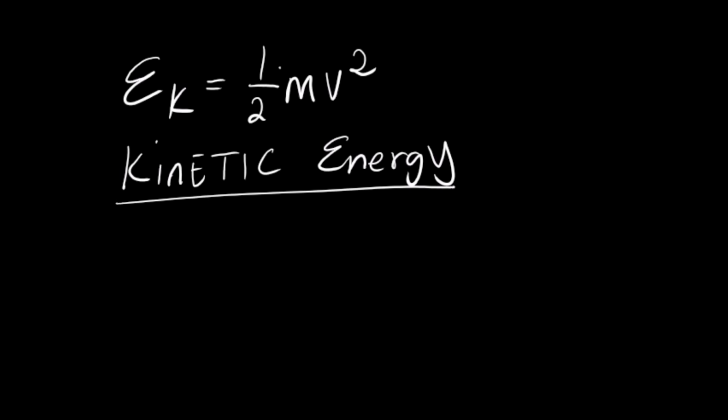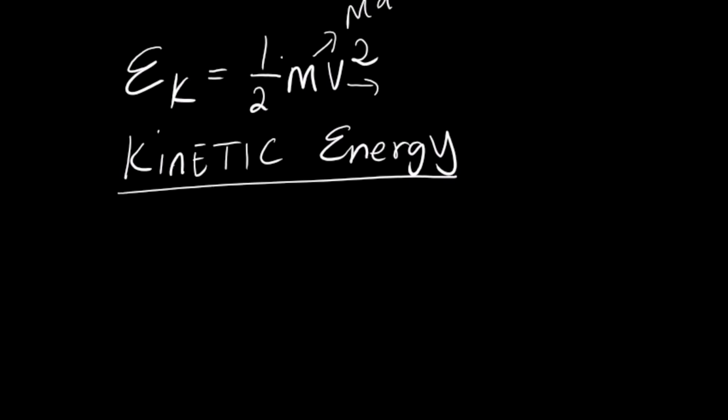Now we can prove this using the equation. Our equation to calculate kinetic energy is EK, which stands for kinetic energy, equals half m v squared, where m is the mass of an object, and v is the velocity of the object. Now, in order for us to calculate the kinetic energy of an object, we need the mass of the object and the velocity.